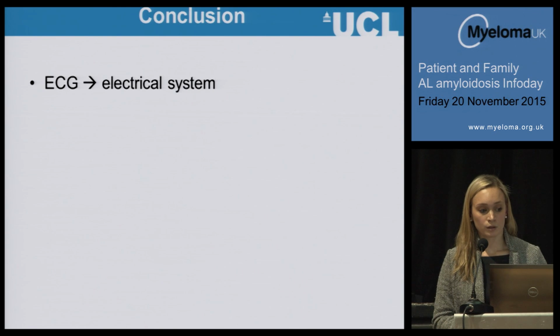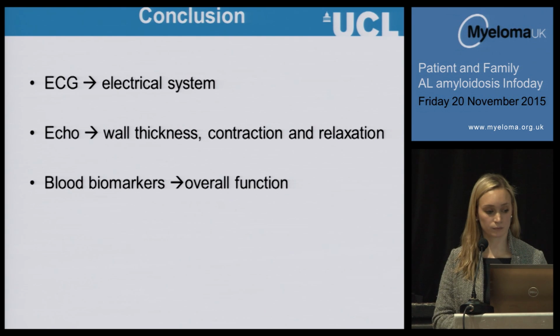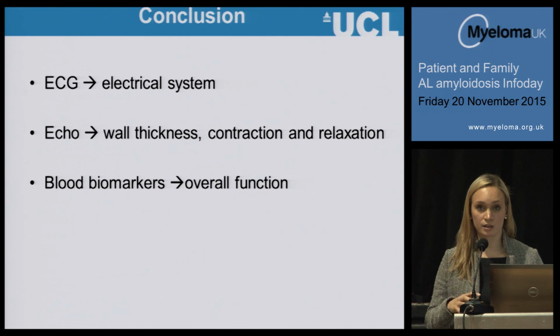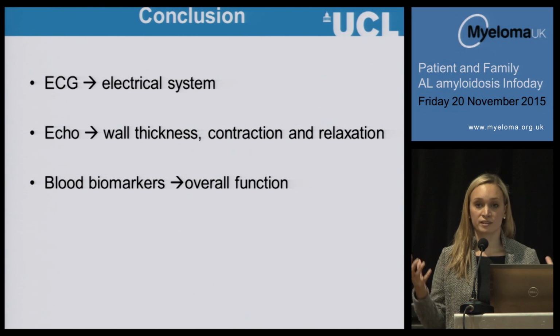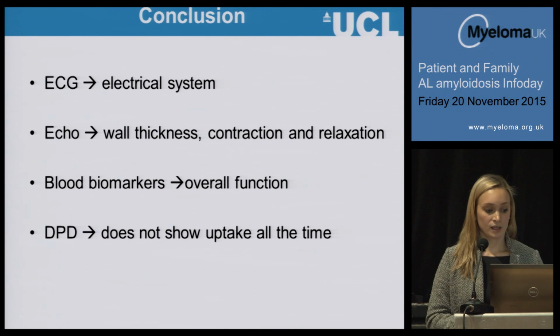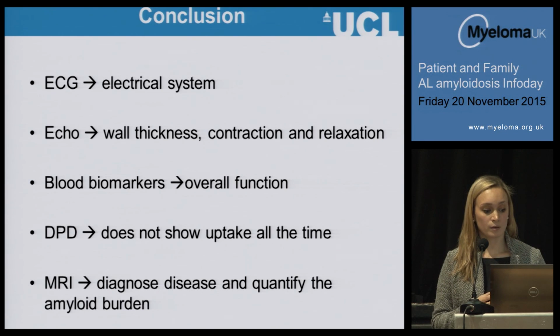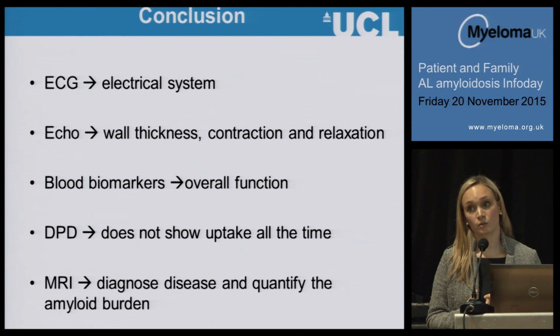So in conclusion, with the ECG, we check the electrical system. With the echocardiogram, wall thickness, contraction, and relaxation. With the blood biomarkers, we look at the overall interaction between the heart and the rest of the body. DPD can be informative, but not in all cases. And with CMR, we improve the diagnostic accuracy and we measure the amyloid burden, and we can track changes over time.